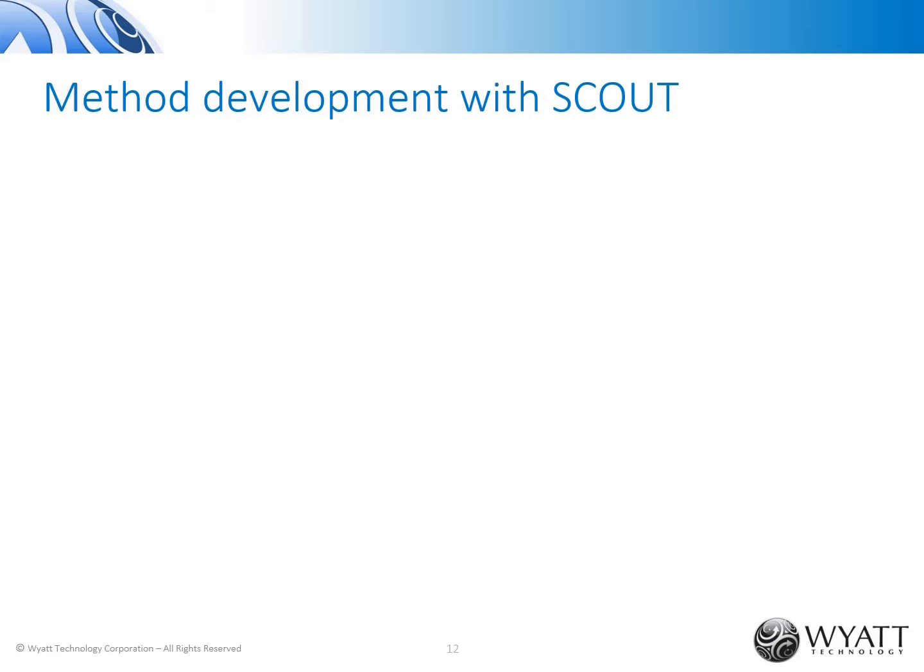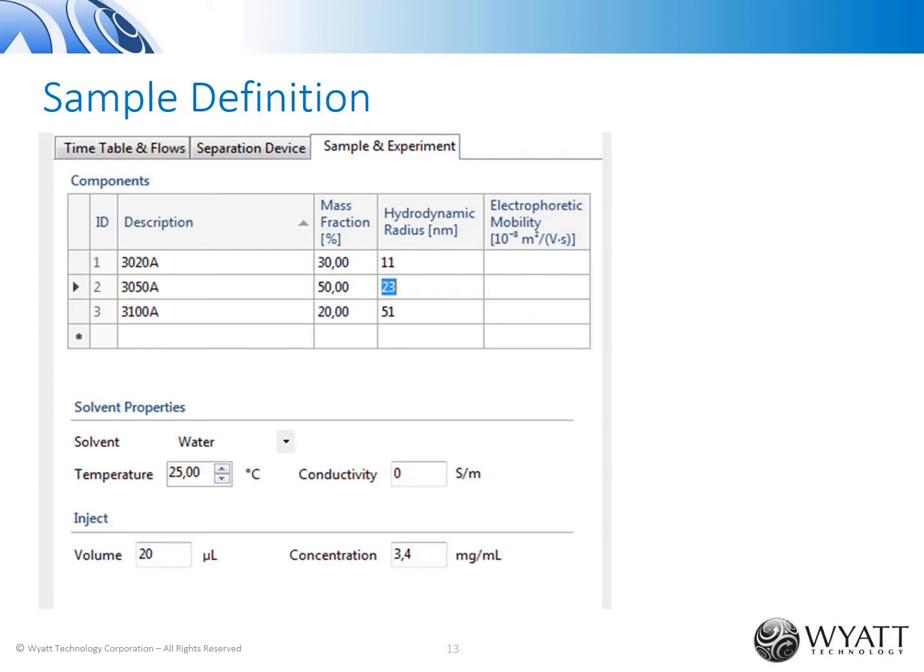Here are the 4 steps to develop a method with the Scout. At first, we define a series or set of sizes which represent our sample. In our example, we enter 3 different sizes with hydrodynamic radius of 11, 23, and 51 nanometer. We can also add the temperature, the solvent, and we could also simulate a shift in retention time using a mobility if we wanted to.